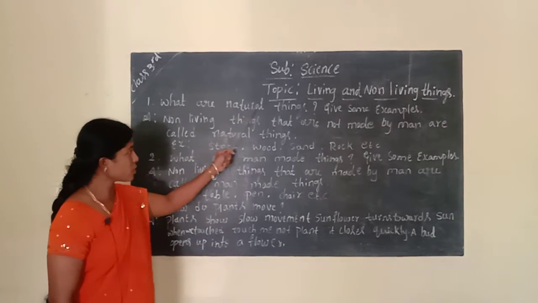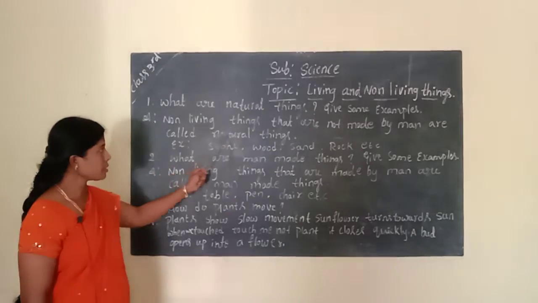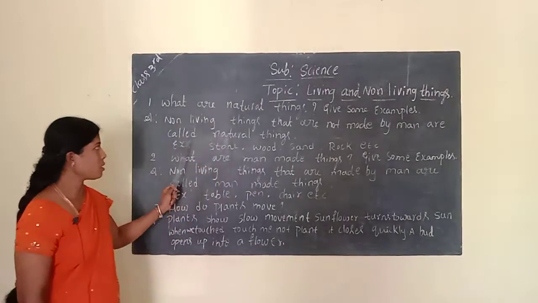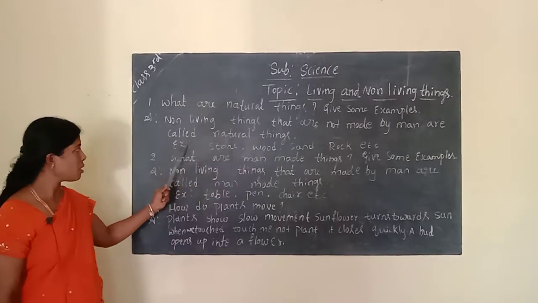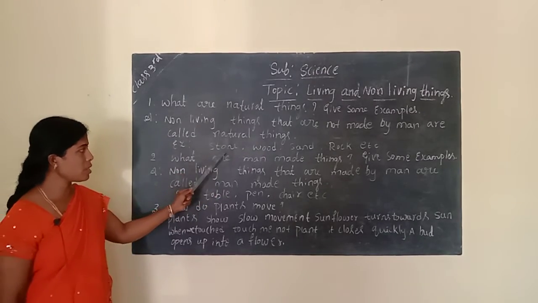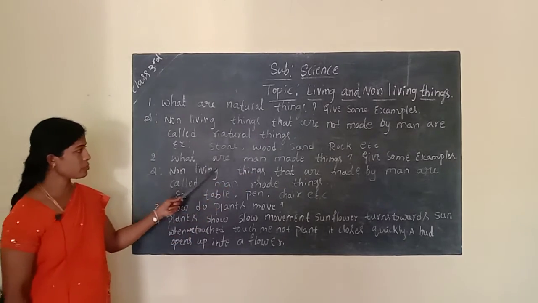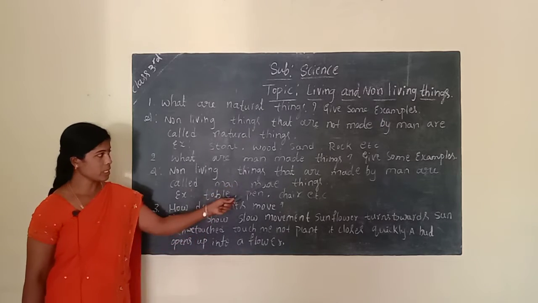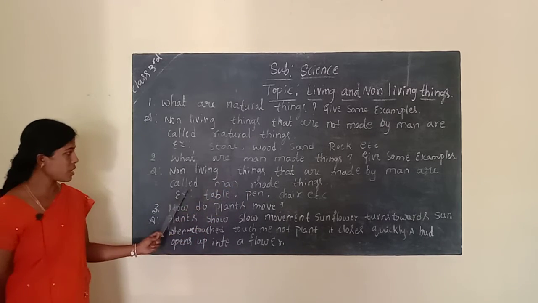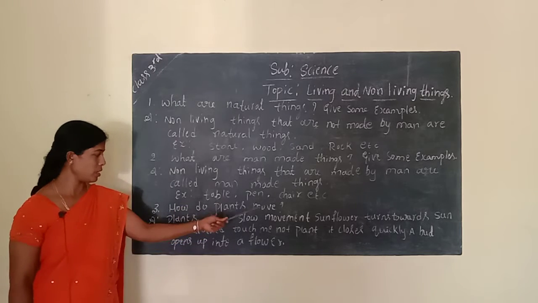What are natural things? Give some examples. Answer. Non-living things that are not made by man are called natural things. For example, stone, wood, sand, rock, etc. Second question, what are man-made things? Give some examples. Non-living things that are made by man are called man-made things. For example, table, pen, chair, etc.